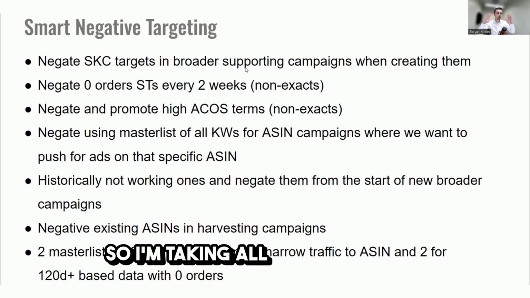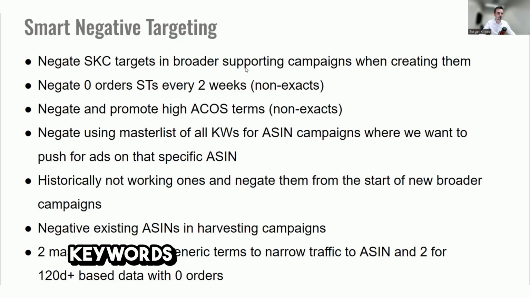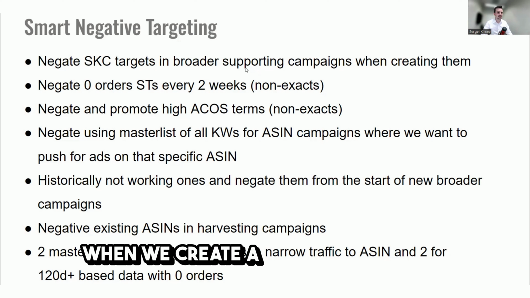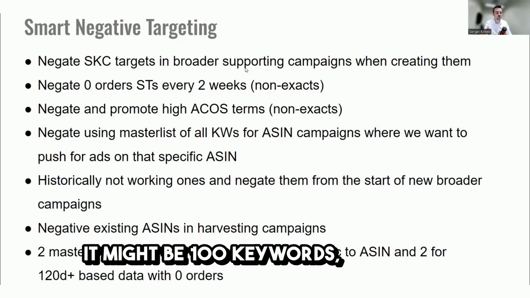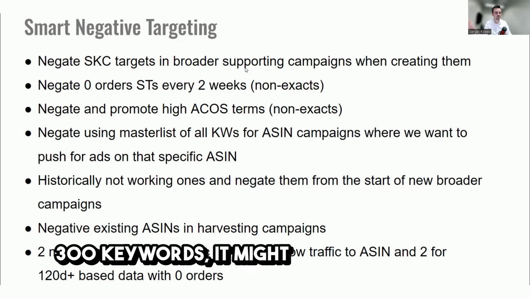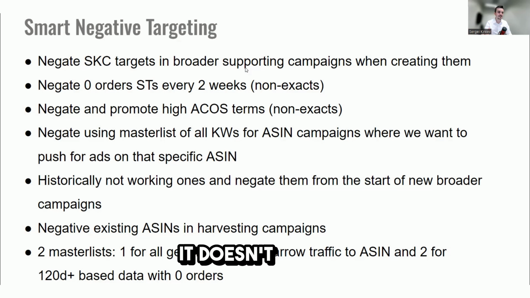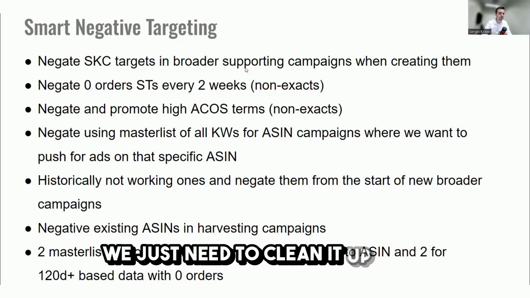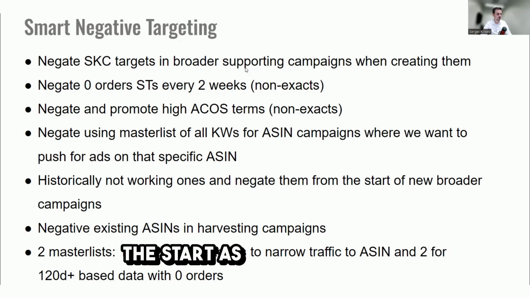So I'm taking all of the broader keywords that I have in this niche. Obviously, we have it in the Google Doc for that specific product group. When we create an ASIN campaign that should channel the traffic to a specific ASIN product page, we're just adding those keywords. It might be 100 keywords, it might be 300 keywords, it might be 500 keywords. It doesn't matter. We just need to clean it up from the start as much as we can.